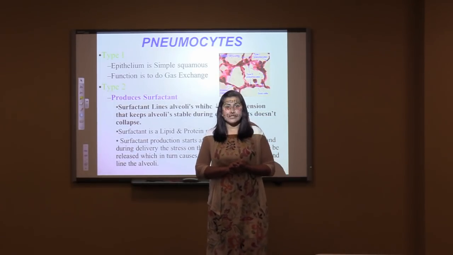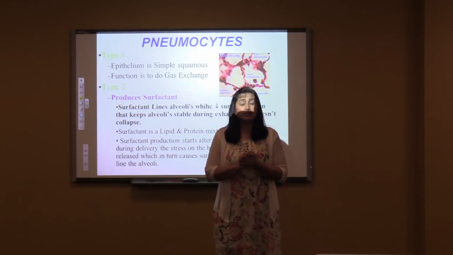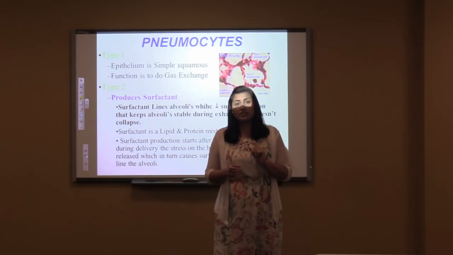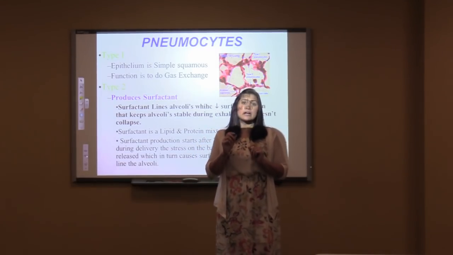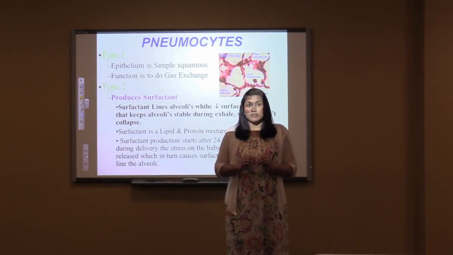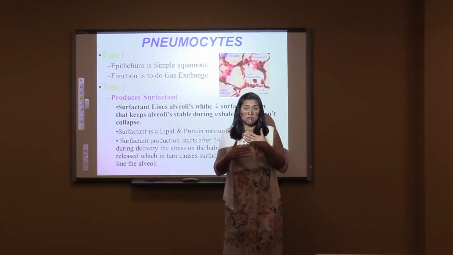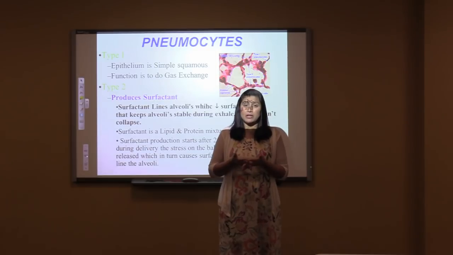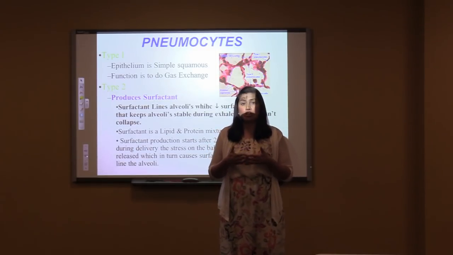When does surfactant start getting produced? After 24 weeks of gestation, this is when type 2 pneumocytes within the lungs start producing surfactant. But surfactant does not line the alveoli until during delivery. So when the baby is being delivered and going through the birth canal, it's very stressful for the baby. That causes a hormone called cortisol to be released.